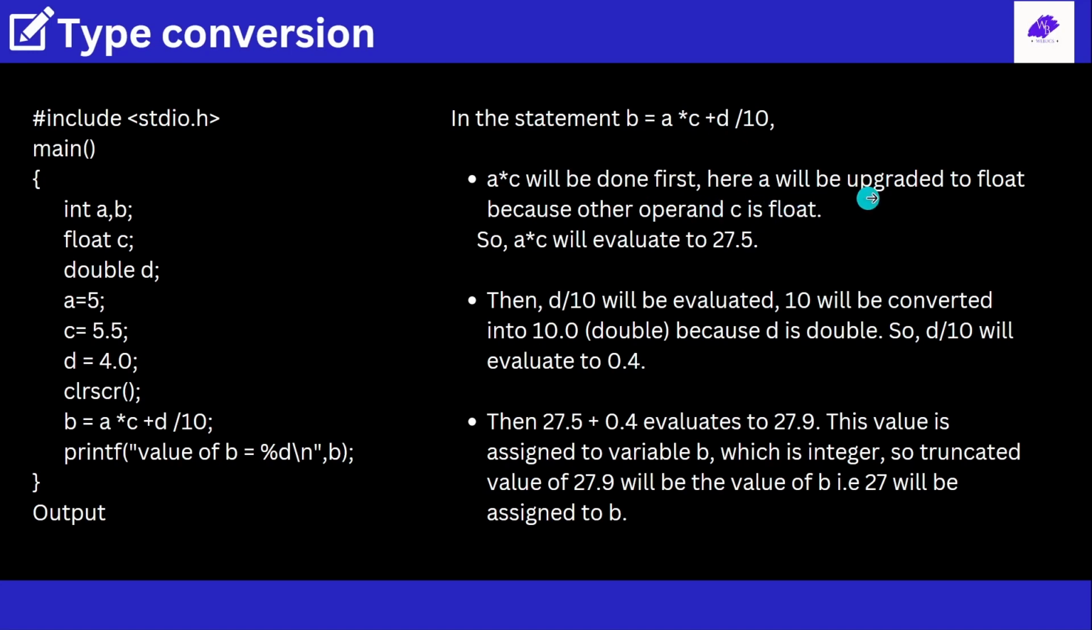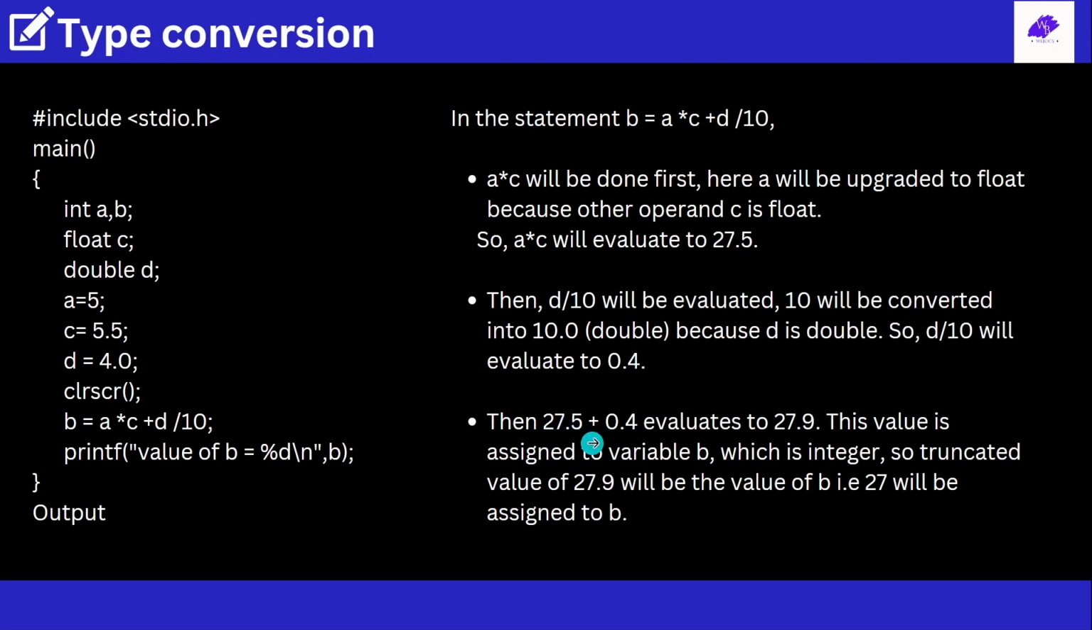Here a will be promoted to float because the operand c is a float. As we can see, a is assigned the value of an integer, but a into c will be float because c is a floating point value, that is 5.5. So a into c will be evaluated to 27.5, which is a floating point number. And d is a double, so d upon 10 will be evaluated: 10 will be converted into 10.0 double because d is a double. So d upon 10 will be evaluated to 0.4, which is a double value.